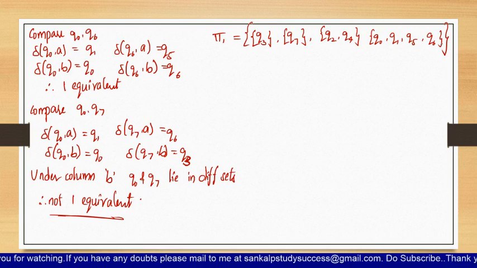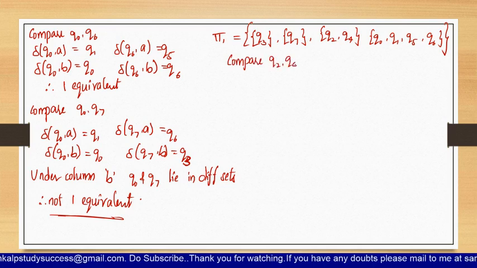So here q3 is completely its own set. q7 is also its own set. We can't compare it with other elements because there is only one single element, q7. So now we have to compare q2 with q4. If it is not one equivalent, then we are going to change the set, or if it is one equivalent, then the set stays as it is. Now let us compare q2 with q4.